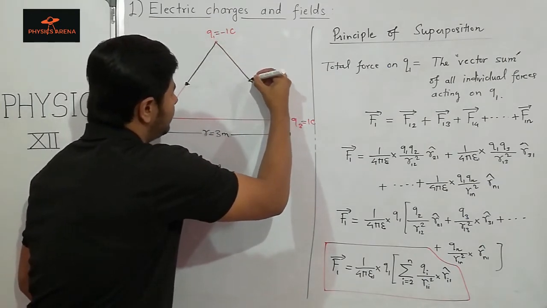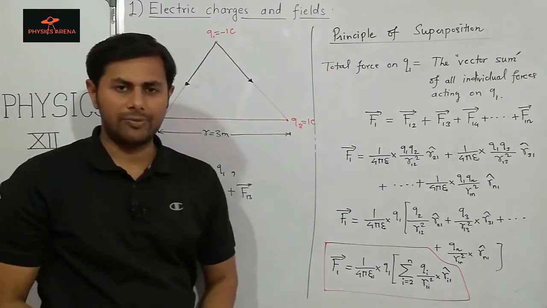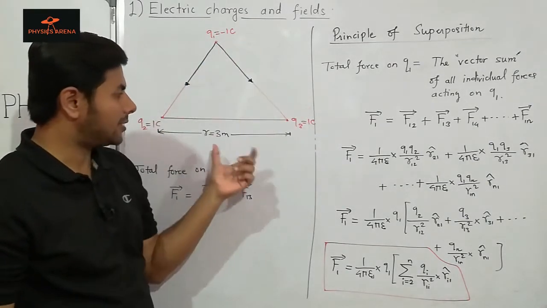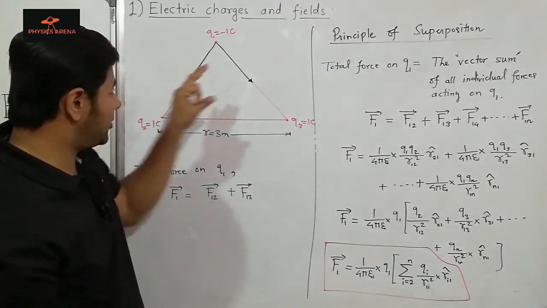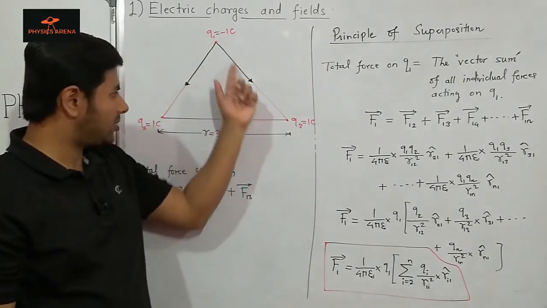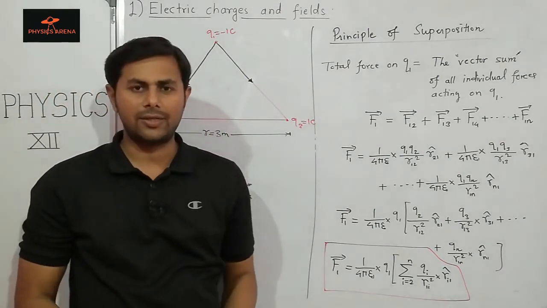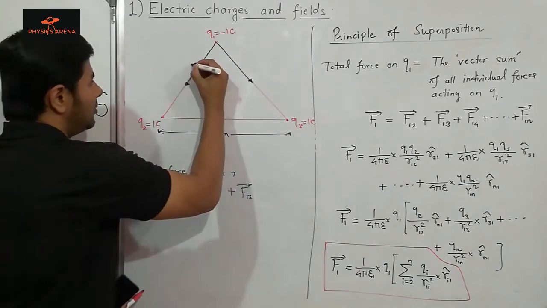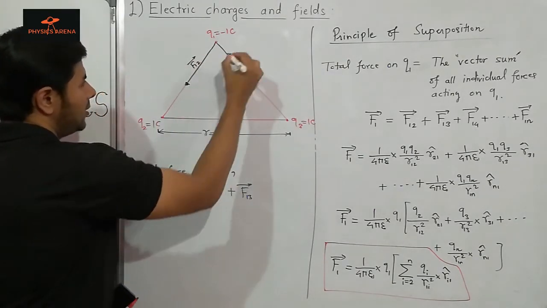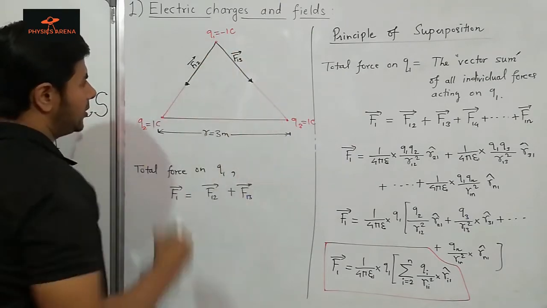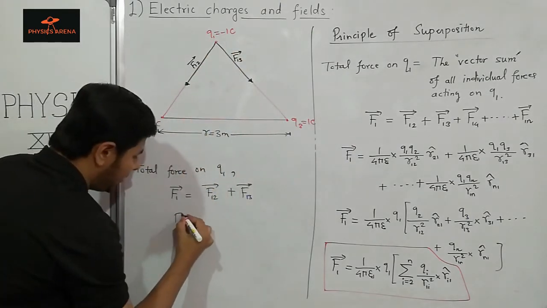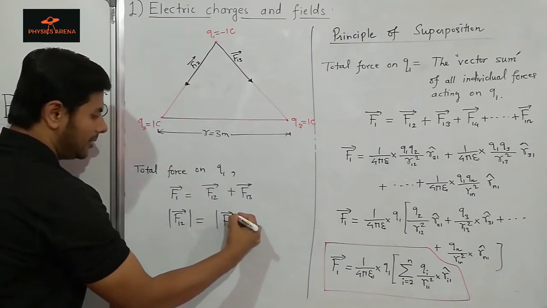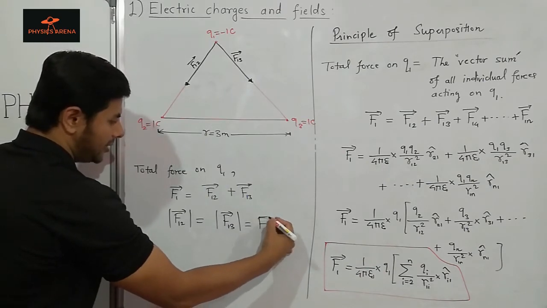along this line. And their magnitudes will be the same, because magnitudes of these charges are the same, and the distance between them, which is the length of the side of the equilateral triangle, is also the same. So the magnitudes of forces F12 bar and F13 bar are going to be the same. So let me write it here. F12 bar's magnitude equals the magnitude of F13 bar, and let's take it equal to some F.